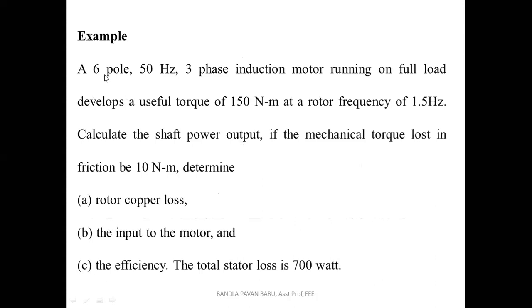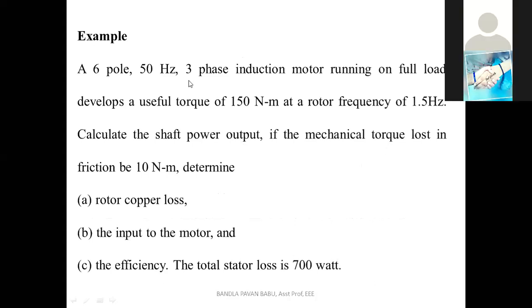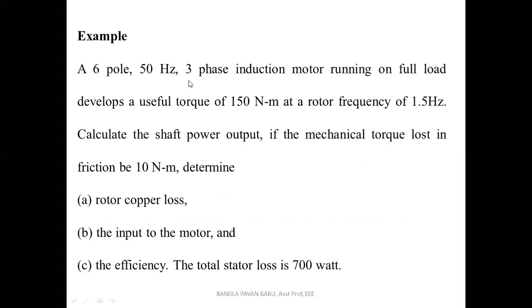So consider a 6-pole 50 hertz 3-phase induction motor running on full load develops a useful torque of 150 Newton meters at a rotor frequency of 1.5 Hz. So calculate the shaft power output if the mechanical torque lost in friction is 10 Newton meters. So determine rotor copper loss, the input to the motor, and the efficiency. And consider the stator losses as 700 watts.